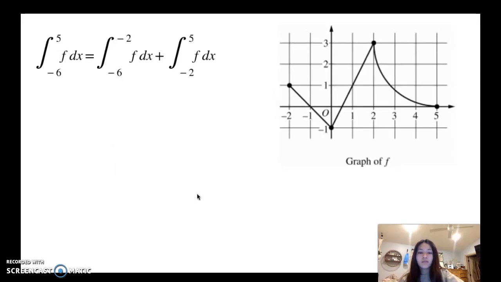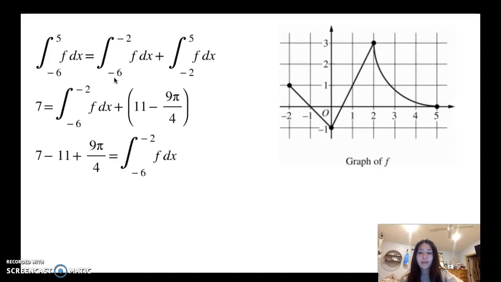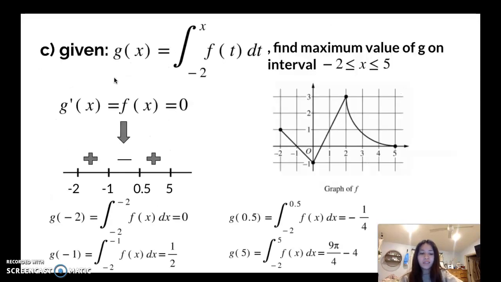And we're still missing the integral from negative 2 to negative 6, which we were originally solving for, but now we have the integral from 5 to negative 2, and we're given 5 to negative 6, so we can just plug in the values we know and found, and then move everything onto one side and simplify, and we get 9 pi over 4 minus 4 as the answer.